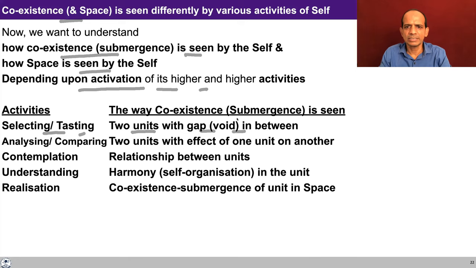So you can see two human beings are there. How do we say that there are two human beings? Because there is gap, that is void, in between the two human beings, isn't it? We can see two chairs, two fans, two tube lights. And how do we see them as two? Because there is gap in between. So at the level of selecting and testing, we observe the space as the gap. And this is something that you are acquainted with, isn't it? At the level of analyzing and comparing, we are able to see the two units with the effect of one unit on another unit. So we could see that at the level of analyzing and comparing, we see the property.